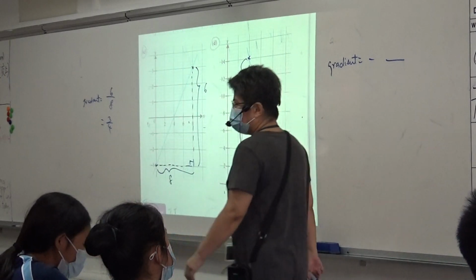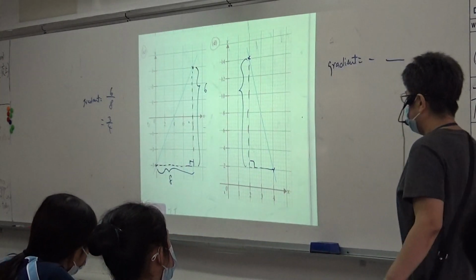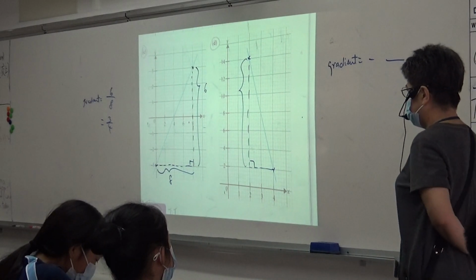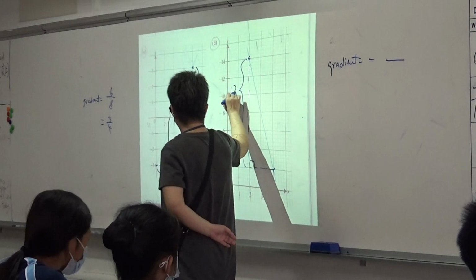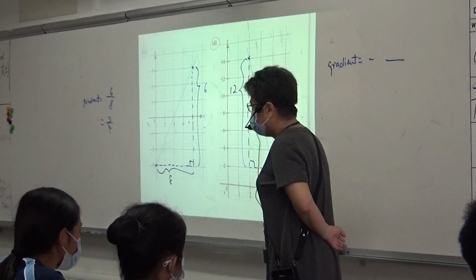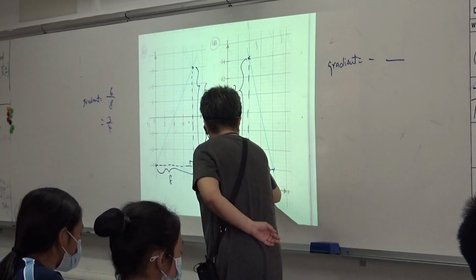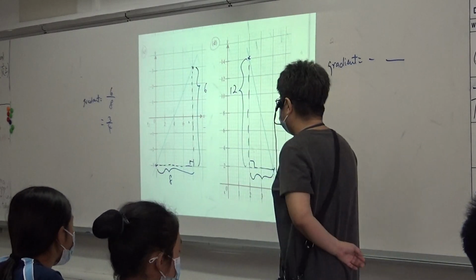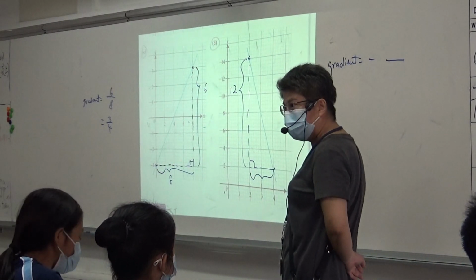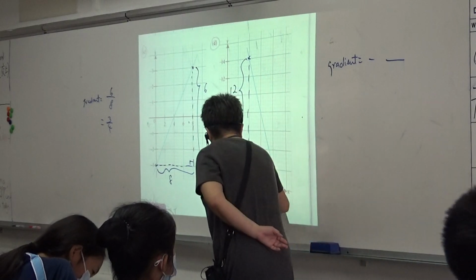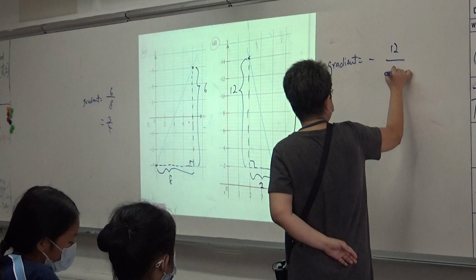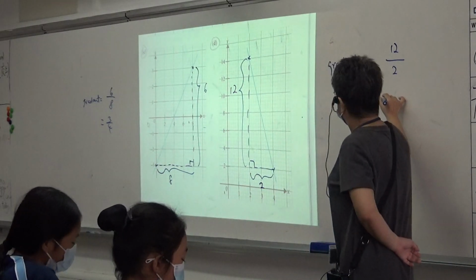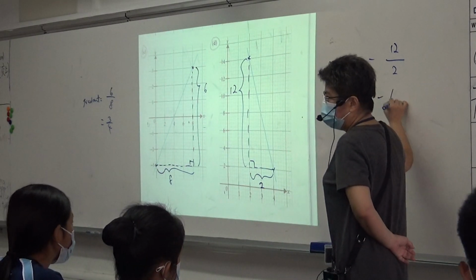How many units? Do you agree this one is 12 units? From here to here is 12 units. How many units? 2. Do you agree it's 2? Okay, so 12 over 2. What's the gradient? 6. Negative 6.